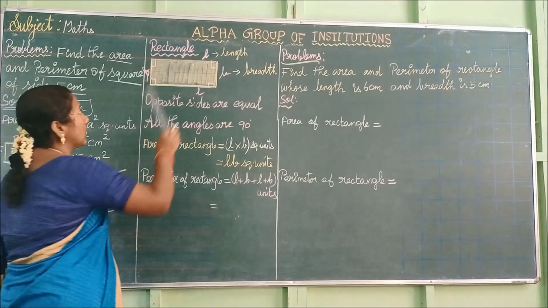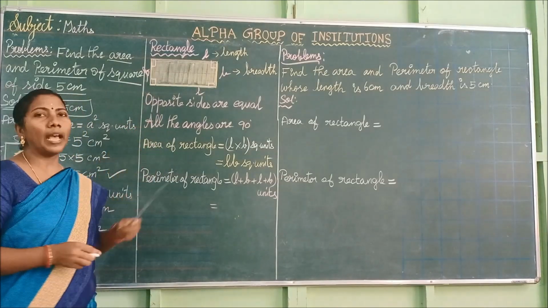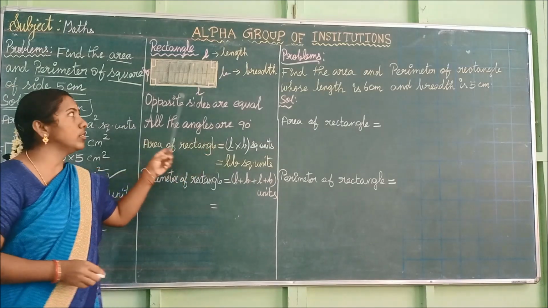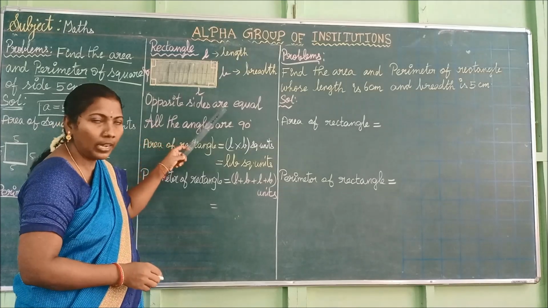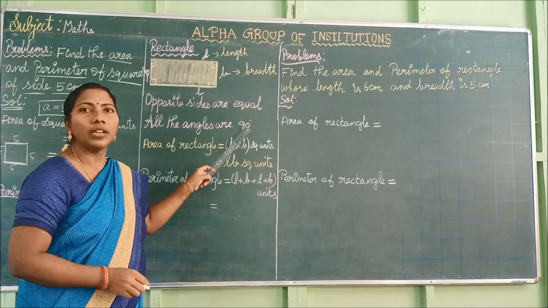Next we are going to discuss rectangle. Why do we call this shape a rectangle? Because opposite sides are equal. See, these opposite sides are equal in length. Also, all the angles are equal to 90 degrees.